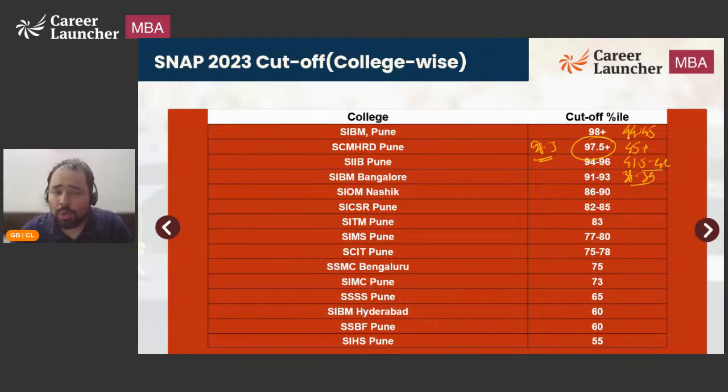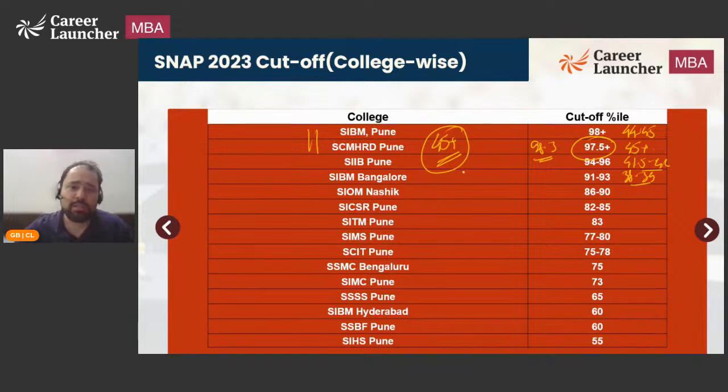So the way I look at it, as of today, you should only be concerned about these two. If you are able to score 45 plus, basis last year, you had a good chance of getting a call from these two. If I look at the average of the last 2 to 3 years, I will say on an average, agar 45 plus hai, aap comfortable ho.